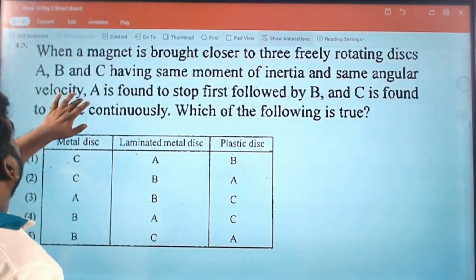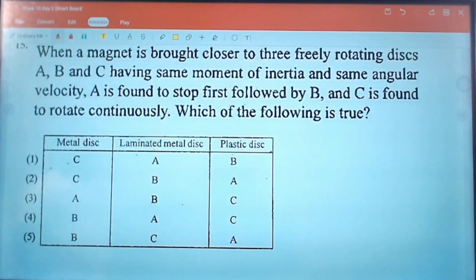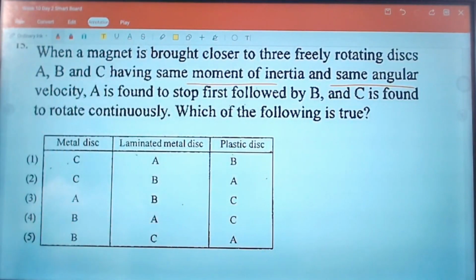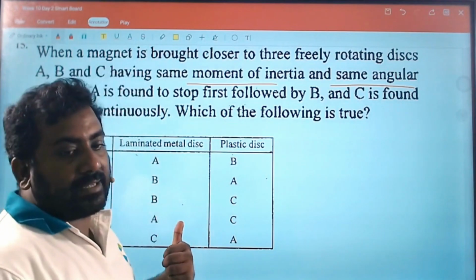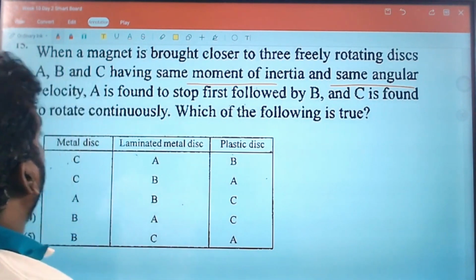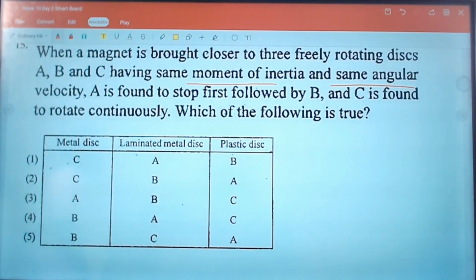Question 50. When a magnet is brought closer to three freely rotating discs having the same moment of inertia and same angular velocity, A is found to stop first, followed by B and C. Which is true? Remember, if A is stopping first, quick dissipation of heat is taking place. Quick dissipation of heat means eddy currents are formed. Eddy currents formed means guaranteed it should be a metallic disc.